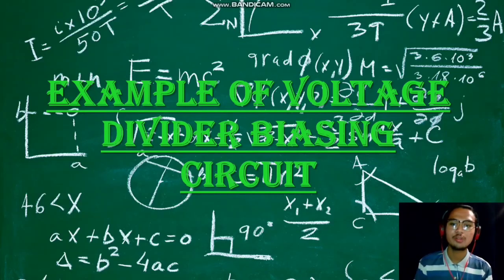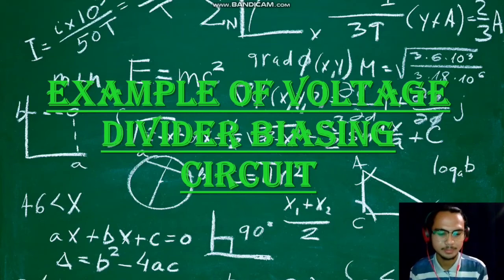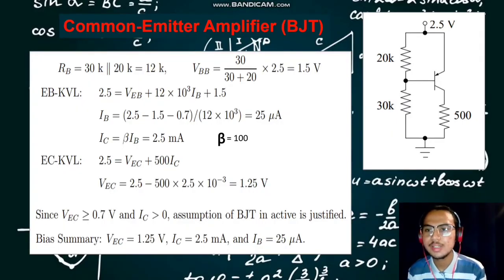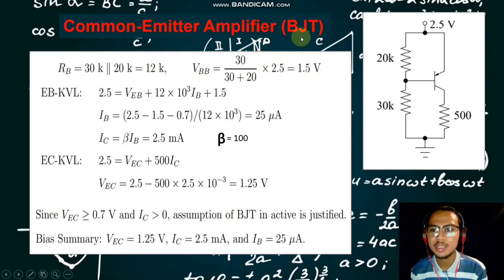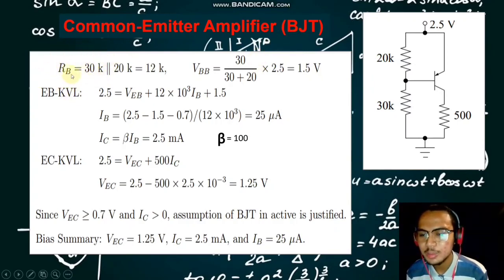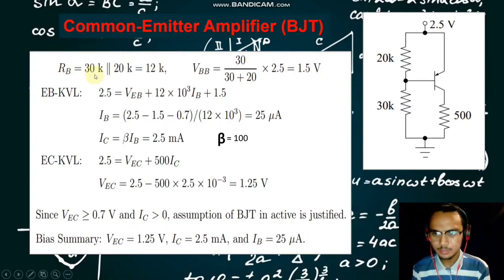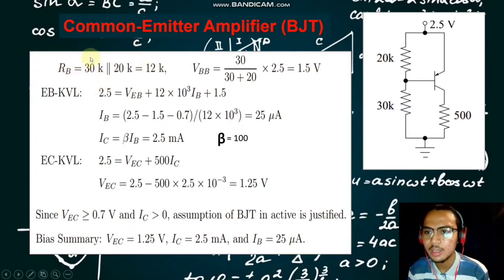is an example of voltage divider biasing circuit. Okay, let's go. First is the common emitter amplifier BJT. First we have to find the RB. RB is like this: 1 over 30 kilo ohms plus 1 over 20 kilo ohms, and then after we get the answer, we have to take 1 over the answer, and then we get 12 kilo ohm.